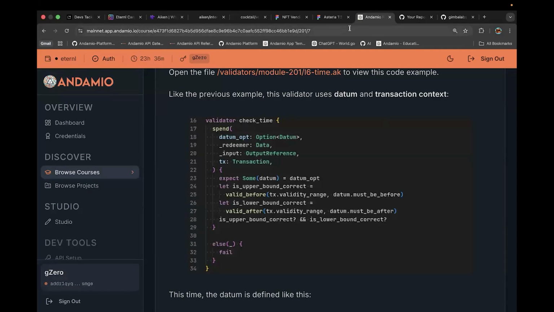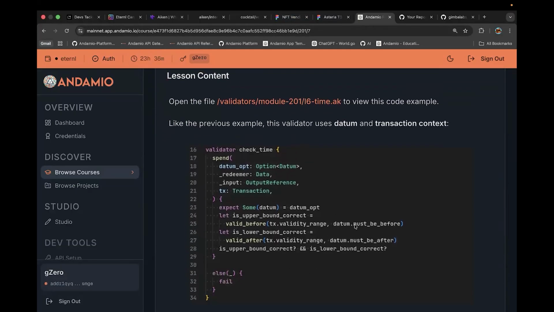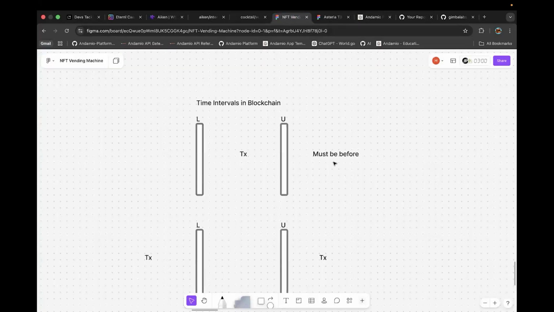So even in this case, forget about the two parts. At this point, it's just a deadline. Must be before is a deadline, and the transaction needs to happen before it. So we could just use one. This is just one at the moment, but there is another must be before. You don't have to use a must be after.